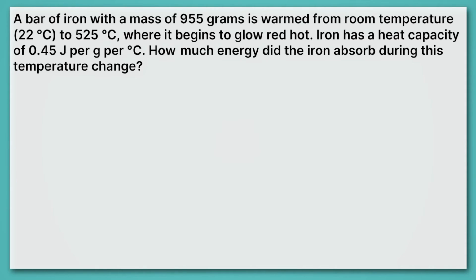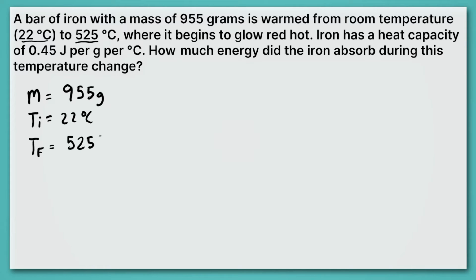All right, with all that in mind, let's go ahead and go through our typical procedure, where we write down the variables given. First, we're given the mass of this iron bar, which we're told is 955 grams. Then we're told that it starts out at room temperature and is warmed to 525. So we actually have two temperatures here. It started at 22 and ended at 525. For that reason, we'll call the temperature initial, the starting temperature, 22 degrees Celsius. And we'll call the temperature final, where it ended up, 525 degrees Celsius.